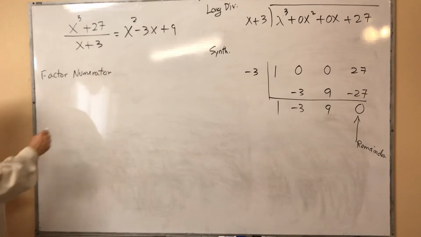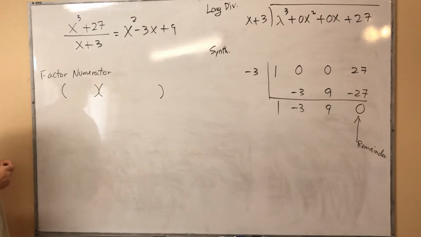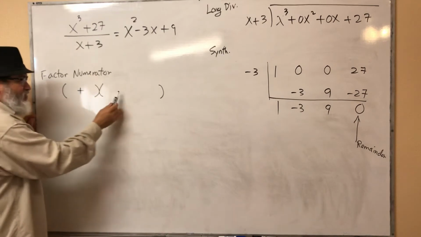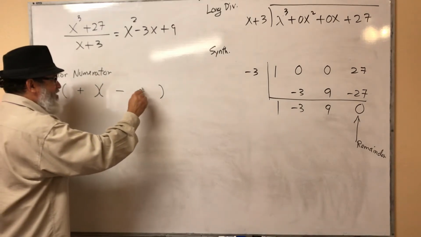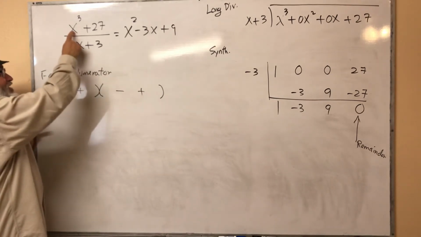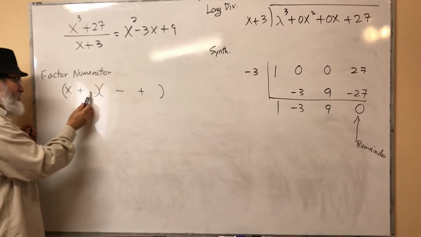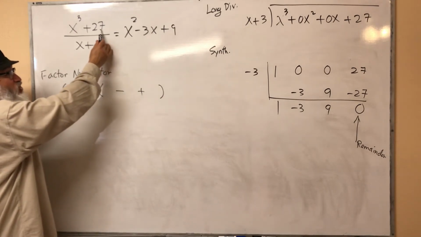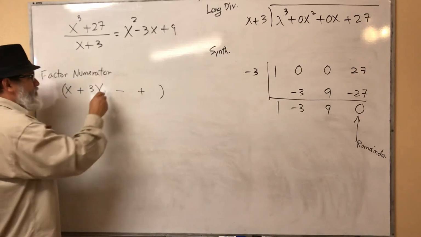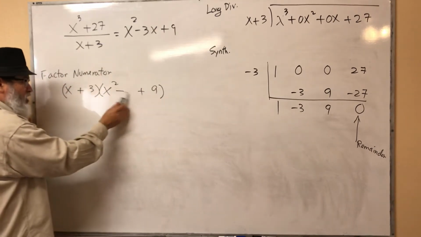Watch this. The top is a binomial times a trinomial. Because this is a sum, the first one is a sum, the middle is a difference, the last one is always a sum. To get this first term, you ask what's being cubed, which is x. To get this second term in the binomial, you ask what's being cubed, which is 3. To get this one, you square that. To get that one, you square this. To get the middle term, you multiply.